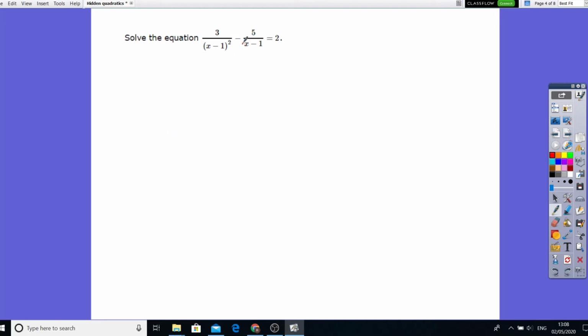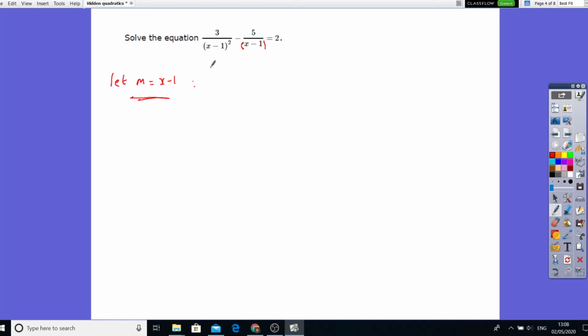Before we do anything, I'm just going to put brackets in here and realize that this bracket and this bracket is the same. The only difference is this is being squared and this is just to the power of 1 by itself. So straight away, I'm going to say in this case, let m equal x minus 1. Okay. So straight away, I'm going to go for that. Go for the kill straight away.